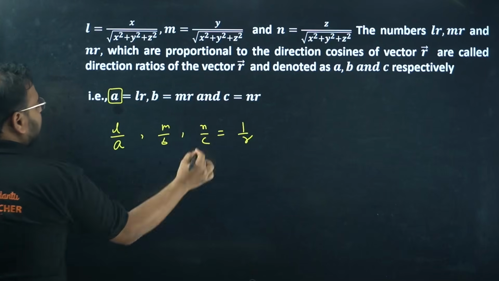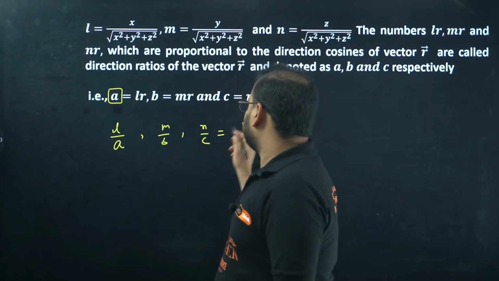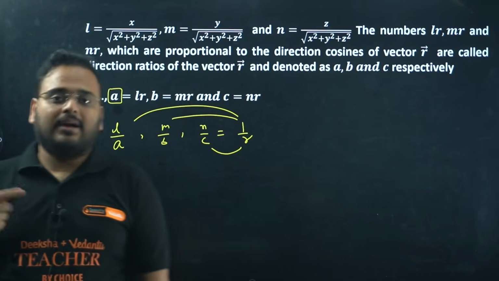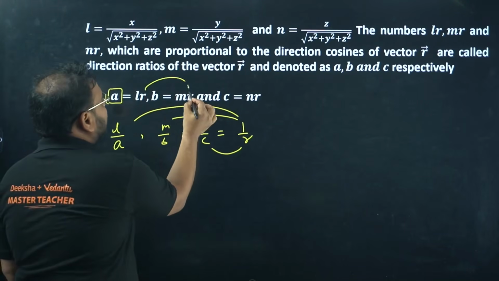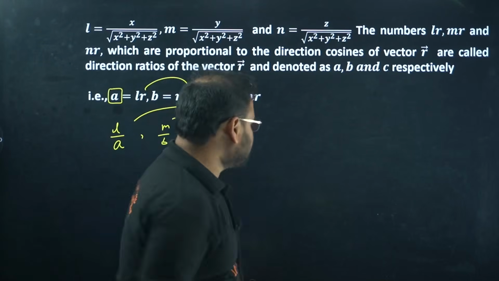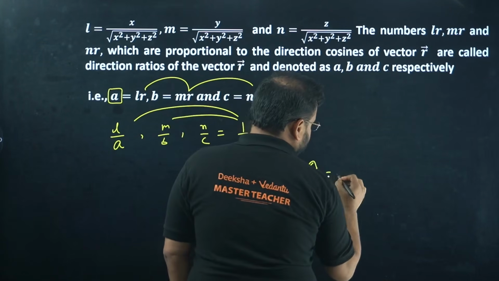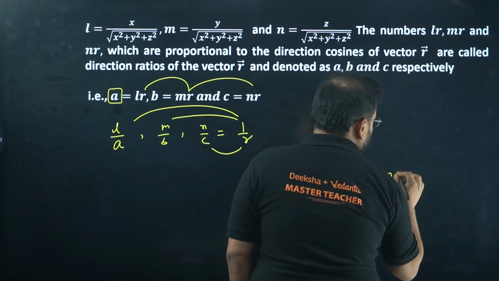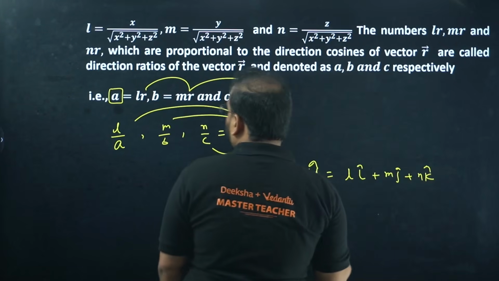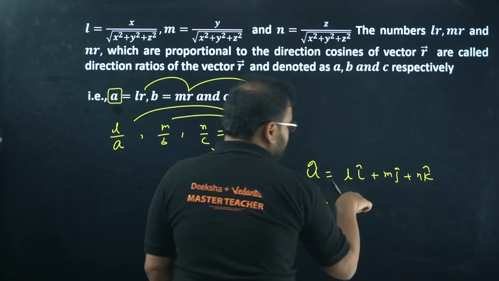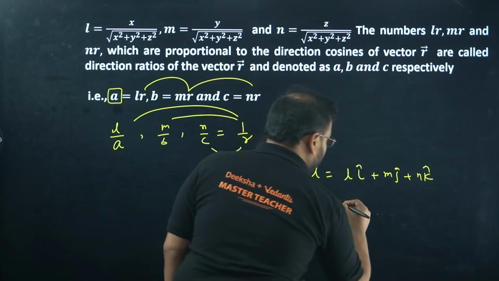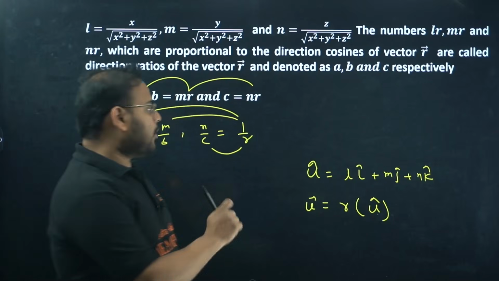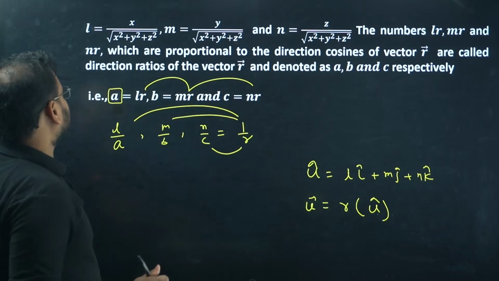If you take them together or individually, from here to here, what happens is the value of a comes as l r. Remember, the same constant is multiplied to each of these. If it forms u cap like this, l i cap, m j cap, and n k cap, your vector u will be given by l r. So simply write the value r outside and the rest as it is as u cap. The r is the constant of proportion.